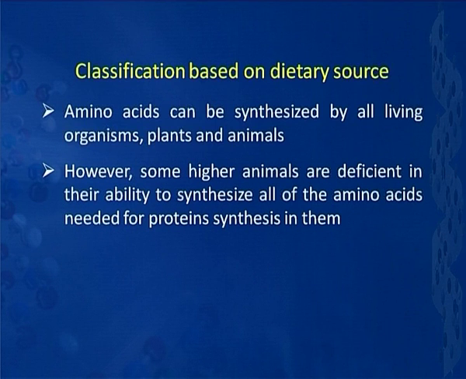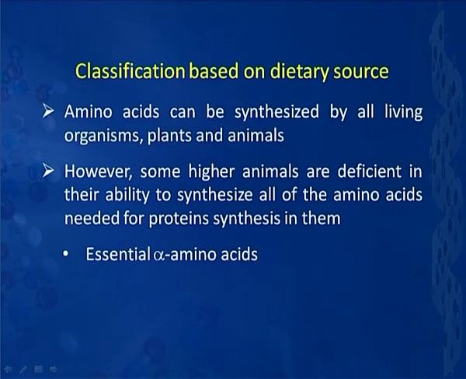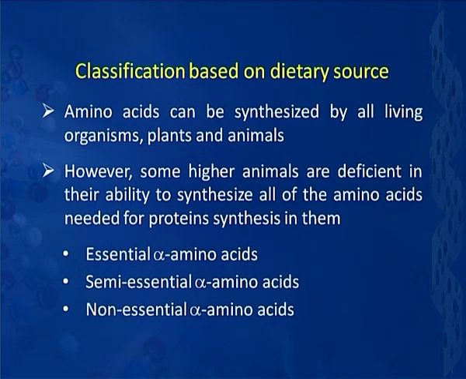They are not able to synthesize all the amino acids, because our body needs all the amino acids for a variety of functions, because we need a lot of enzymes, we need a lot of proteins. Our body can synthesize some of the amino acids required, but others are not being made in the body. So, we need to have some dietary source for that, and on that basis we can classify amino acids into 3 groups. They happen to be essential alpha amino acids, semi-essential alpha amino acids, and non-essential alpha amino acids.